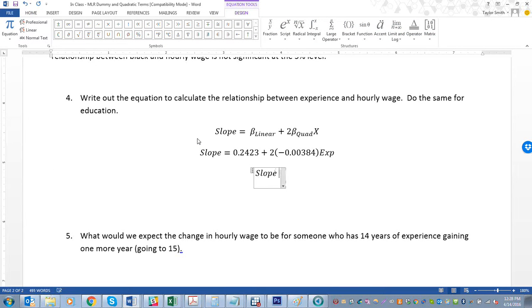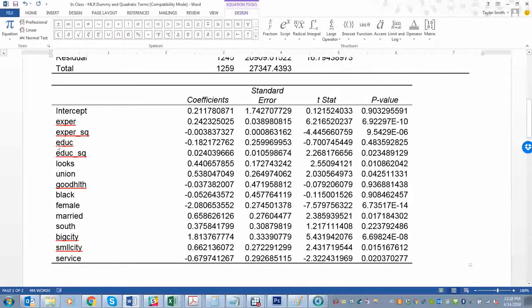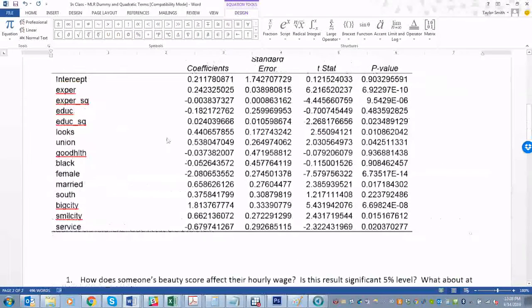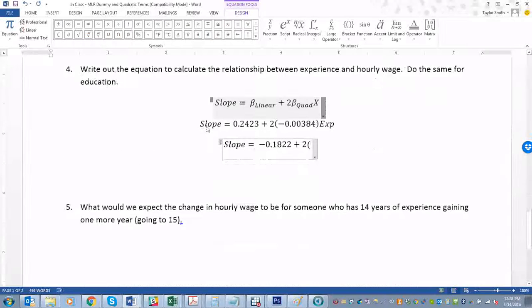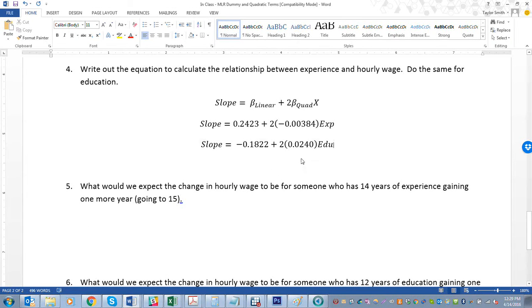Now, we're going to do that same thing for education. So the slope for education, coming up here and looking at what our linear term is. Linear is the one that's not the squared term. Negative 0.1822. So we'll come back down here. The slope is going to be negative 0.1822 plus 2 times the quadratic term. I'm going to come up here and see what our quadratic term is. The quadratic term is 0.0240. So 0.0240 times your x. In this case, our x is education. Okay, so that's the two formulas that we deal with here.